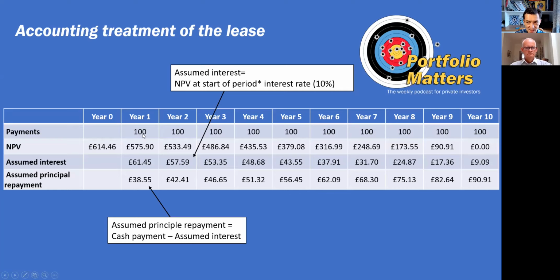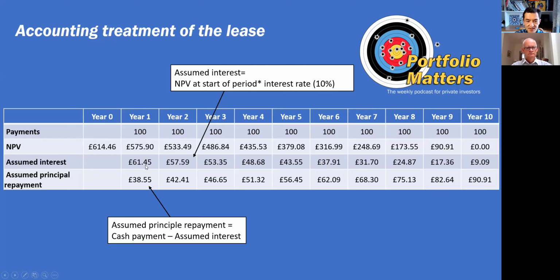So you're paying rent of £100 per annum. In the first year, at the start of that year, you have a lease liability with an NPV of £614.46. You then have to split the payments into two separate items. You have an assumed interest payment, which is equal to your interest rate, which is 10%, multiplied by the value of the lease liability at the start of the period.